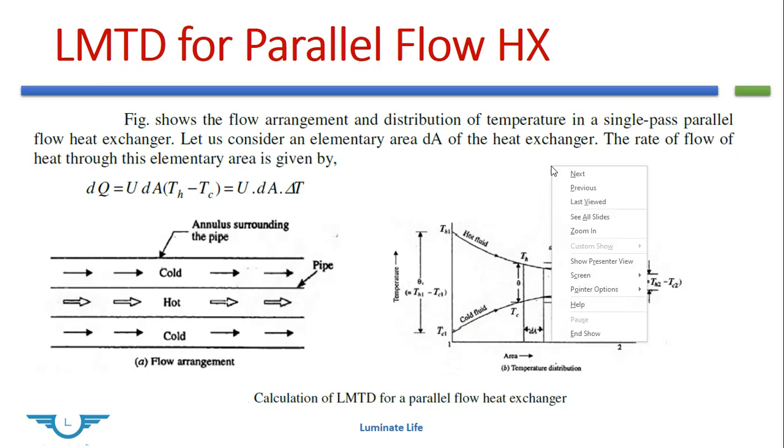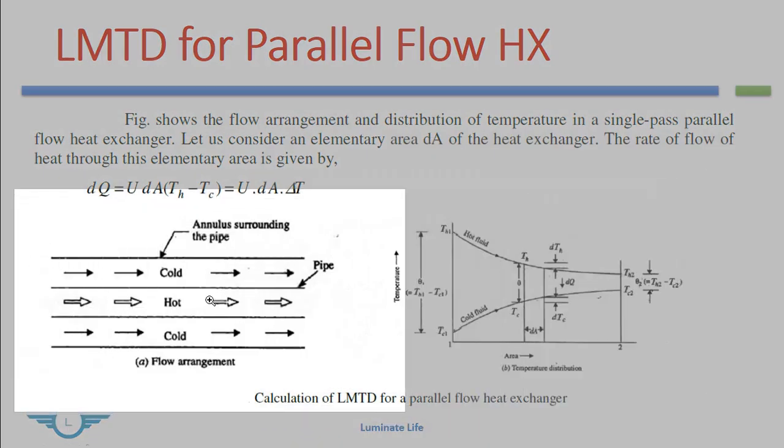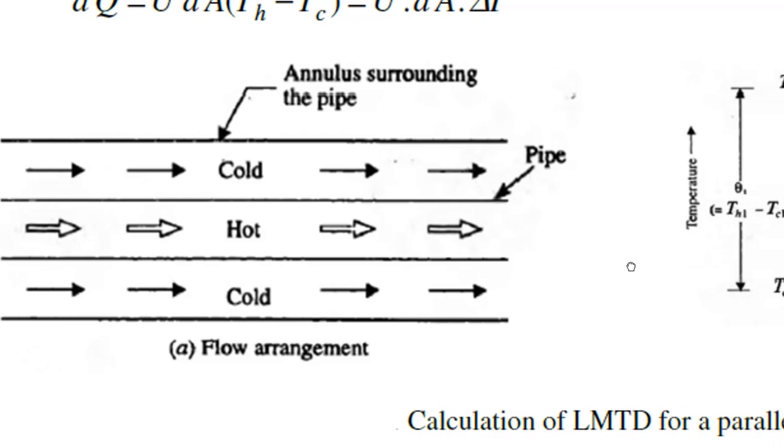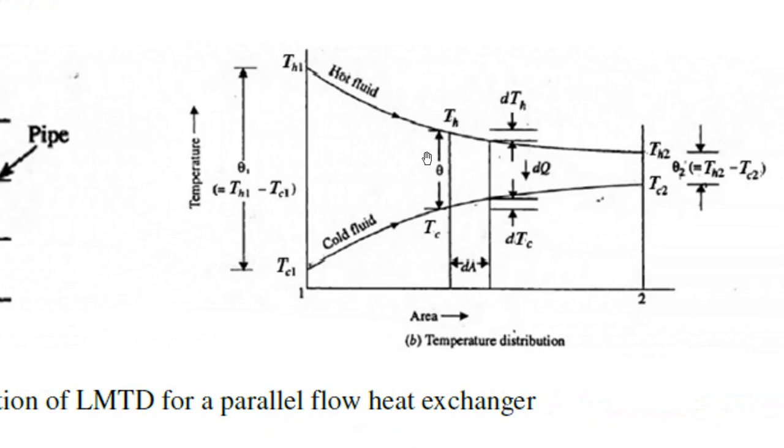Alright, so here it shows an arrangement for a parallel flow heat exchanger where there is hot fluid flowing through the inner pipe, cold fluid through the outer pipe, and both the fluids are flowing in the same direction. Now the important thing to notice here is the temperature distribution diagram. The inlet temperature of the hot fluid is Th1. It gets reduced to Th2, whereas the temperature of the cold fluid which was initially at Tc1 increases to Tc2. Since it is a parallel flow, both fluid directions are shown in the same direction.